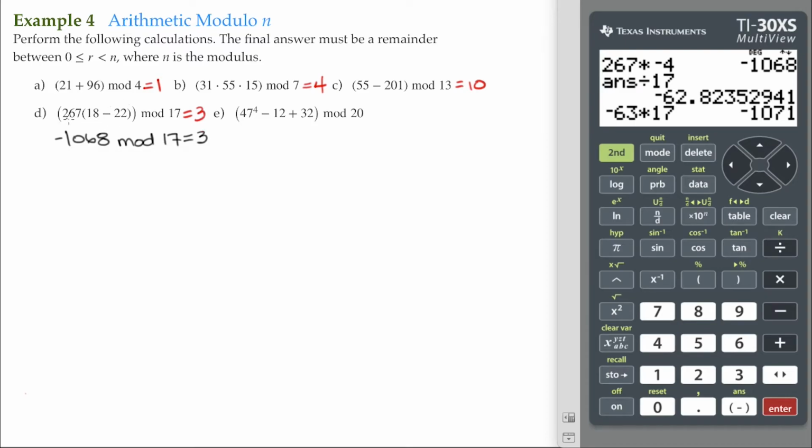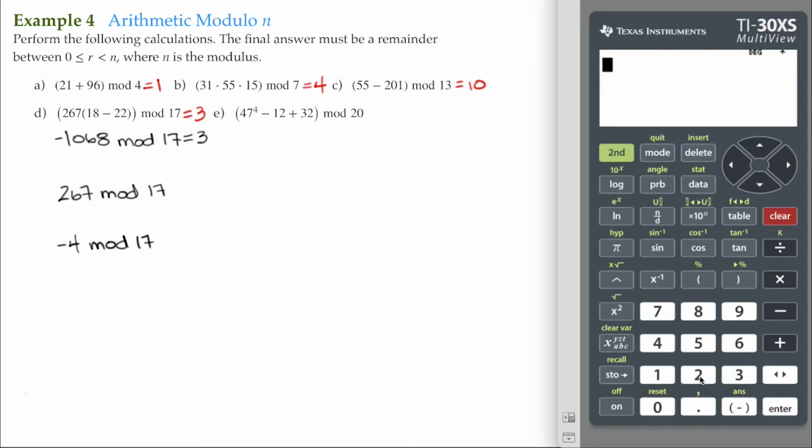If we do it in parts, let's do 267 mod 17, and then let's do negative 4 mod 17. 267 mod 17. 267 divided by 17, that's a quotient of 15. 15 times 17. So we're going to have a remainder of 12.